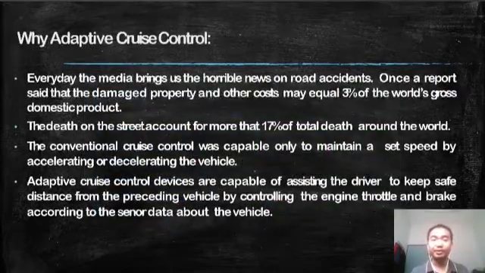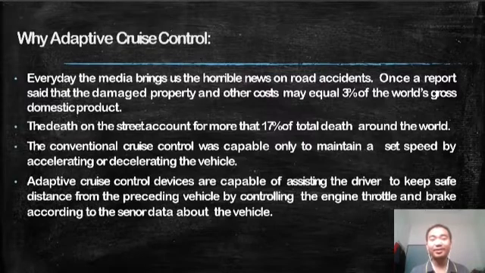Why did we choose adaptive cruise control? This is a good question. Every day the media bring us horrible news on road accidents. One report says that damaged property and other costs may equal 3% of the world gross domestic product. Moreover, deaths on the street account for more than 17% of total deaths around the world. That means if 100% die in one day, 17% die on the road.